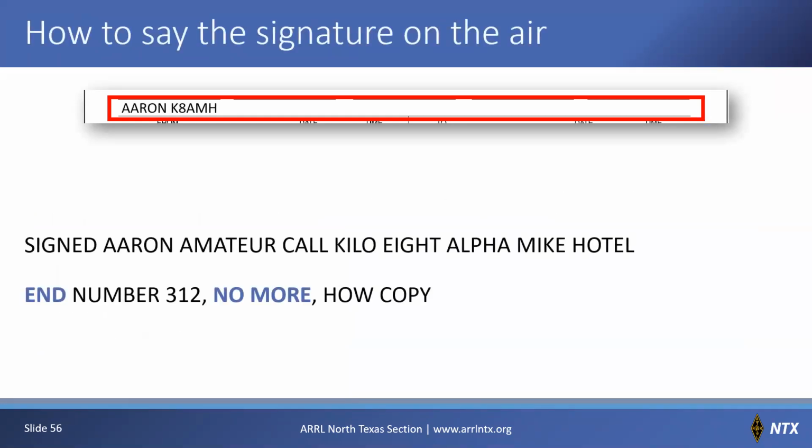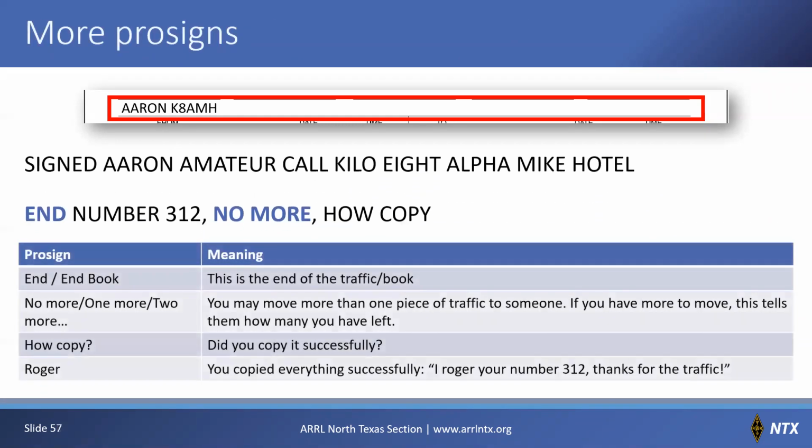The way I would say that, again, if I'm on the air: Aaron, amateur call, Kilo 8 Alpha Mike Hotel. End number 312, no more. How copy? A couple more pro words there for you. So "end" indicates that you're done. That's the end of the radiogram. You might hear "end book"; I'll explain book traffic in a bit. "No more" or "one more" or "two more": if you're relaying to a station and you've got a couple of them, then you tell them how many you have left. End number 312.